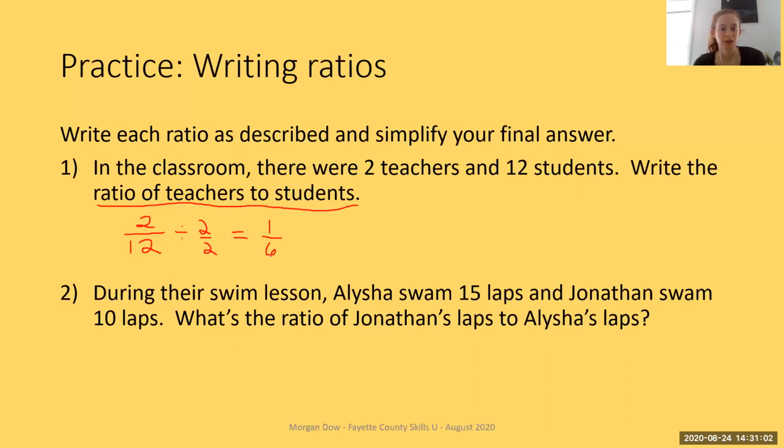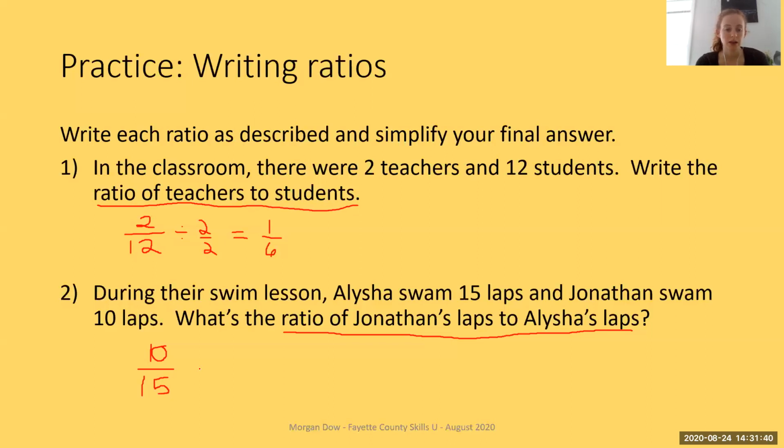All right, number 2. During their swim lesson, Alicia swam 15 laps and Jonathan swam 10 laps. What's the ratio of Jonathan's laps to Alicia's laps? Okay, so again, I'm going to pay close attention to the order that I'm being asked to write my ratio in. It says ratio of Jonathan's laps to Alicia's laps. So Jonathan first, Alicia second. Jonathan did 10 laps and Alicia did 15 laps. So 10 to 15.